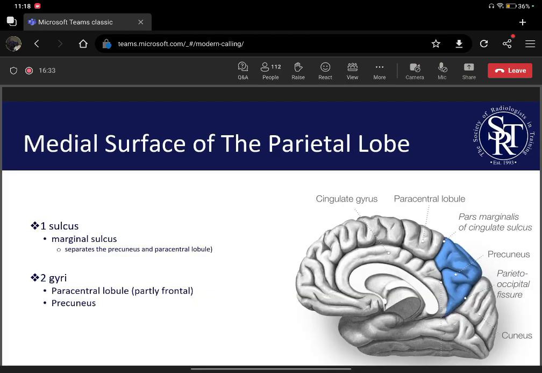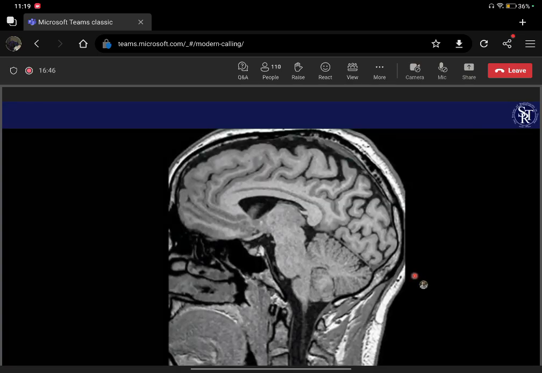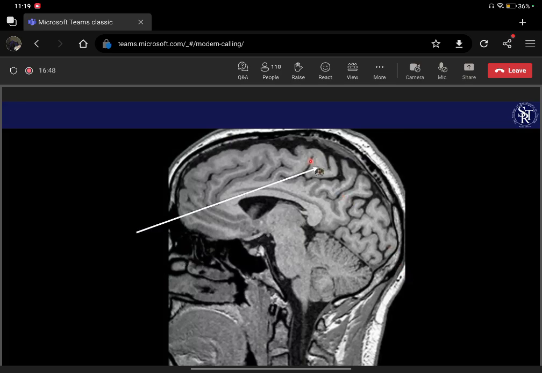Great. Now we are onto the medial surface of the parietal lobe. There's one sulcus, which we've already seen, the marginal sulcus, and there are two gyri. We have the paracentral lobule and the precuneus. On imaging, we have the paracentral lobule over here. We have the marginal sulcus just posterior to it, and we have a gyrus over here that is just posterior to the marginal sulcus. That's the precuneus of the parietal lobe.